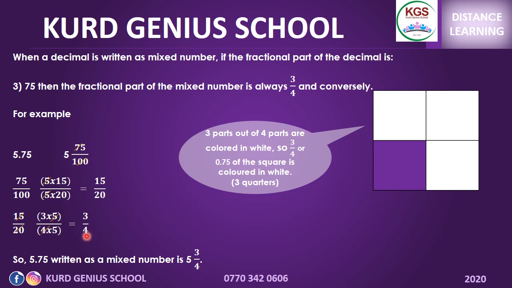So whenever you see 75 in the fractional part of the decimal, write 3/4 in the fractional part of the mixed number. You don't have to do this simplification every time. Just write 3/4.